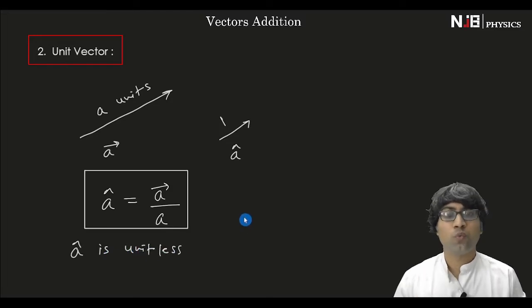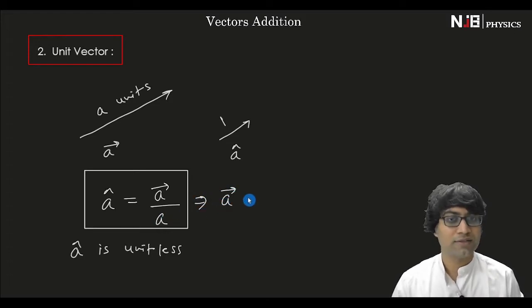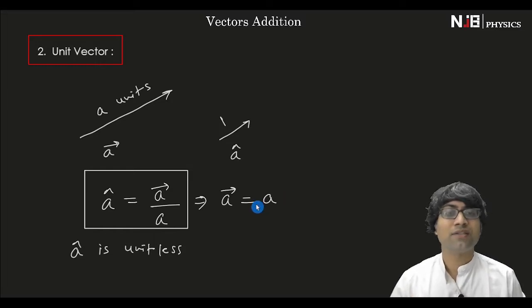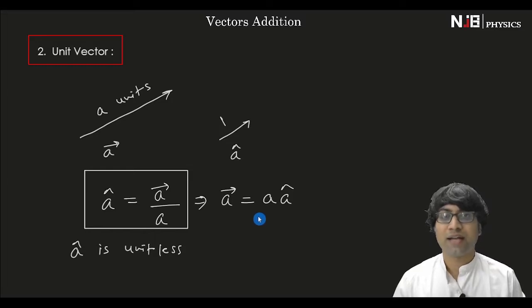And there is one more thing we can note over here, that if you want to express any vector, a vector has two things. One is the magnitude and second is the direction. And therefore from here we can write that any vector, a vector, let's say, is equal to its magnitude, which is a, multiplied by direction, and direction is a unit vector in the direction of a vector, which is a cap. In this manner we can represent any vector.